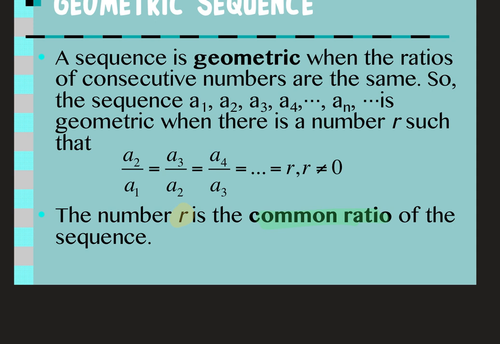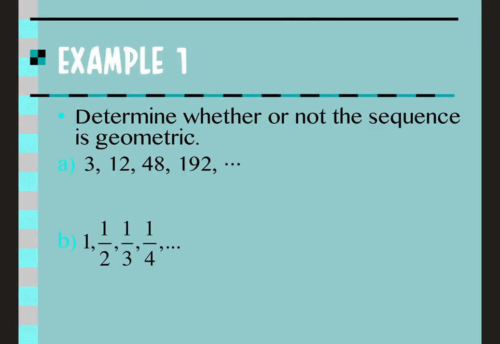Now, it does say R cannot be 0 because what happens when you divide by 0? Undefined, right? So you could never do that. Like, you can't have an undefined geometric sequence. All right, so first example, determine whether or not the sequence is geometric.